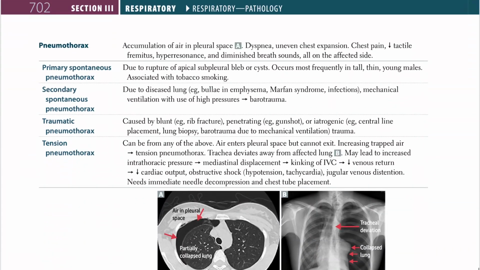Let's look at pneumothorax. What is pneumothorax? Well, pneumo, air, right? Pneumothorax is about air in the thoracic cavity. Accumulation of the air in the pleural space is pneumothorax.